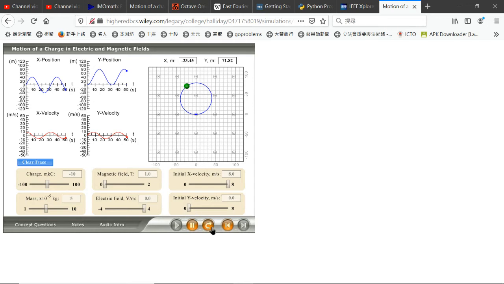So how about if I decrease the speed? Decrease the velocity. Decrease or increase?